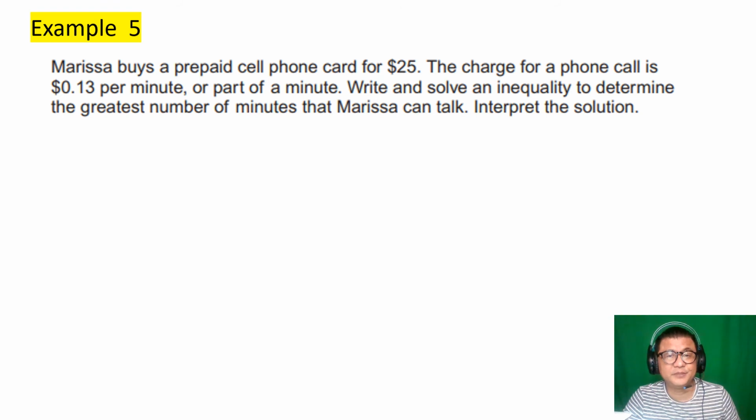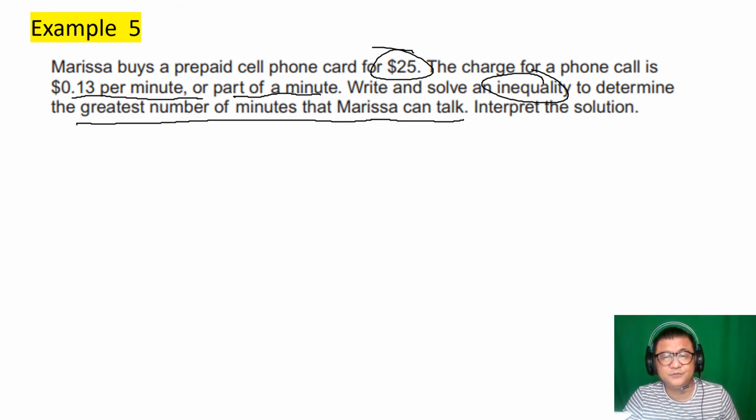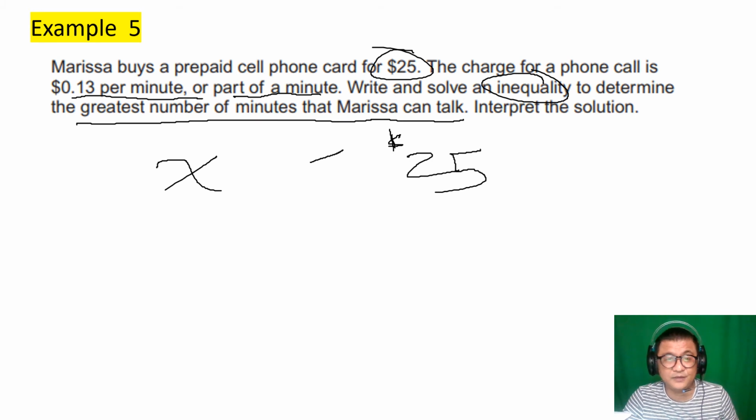All right. Marisa buys a prepaid cell phone card for $25. The charge for a cell phone is 13 cents per minute or sometimes part of a minute. Write and solve an inequality to determine the greatest number of minutes that Marisa can talk. So, if you know 25, so X is always on the left side. So, $25 is over here, right? But you know that money, you cannot spend more than that, but you could spend what? Exactly 25. So your X should be less than. Okay.